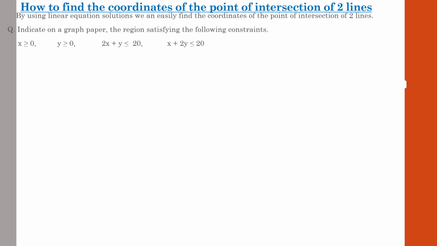x is greater than or equal to 0, y is greater than or equal to 0, 2x plus y less than or equal to 20, and x plus 2y less than or equal to 20. So these are the constraints given in the question. And before we go into the computation part, you need to convert it into the form of a linear equation.